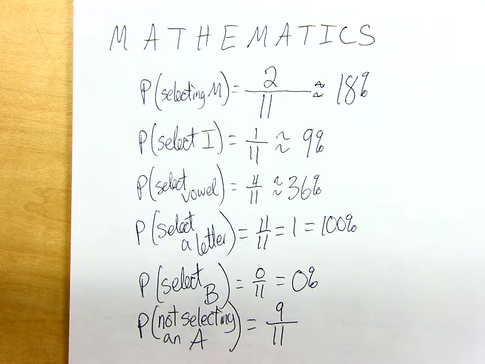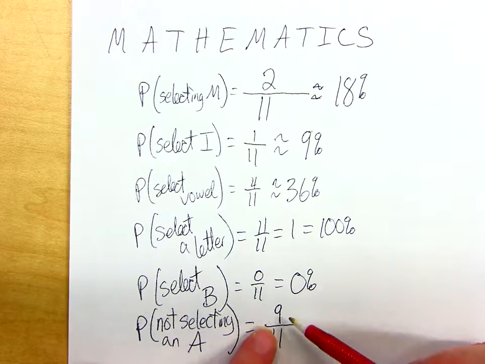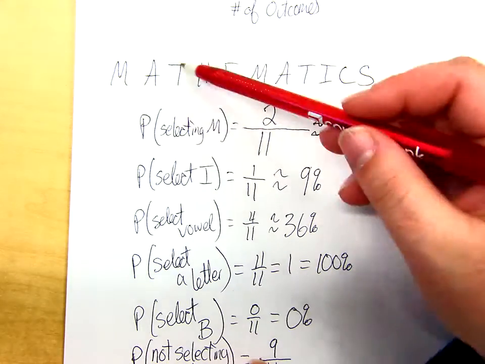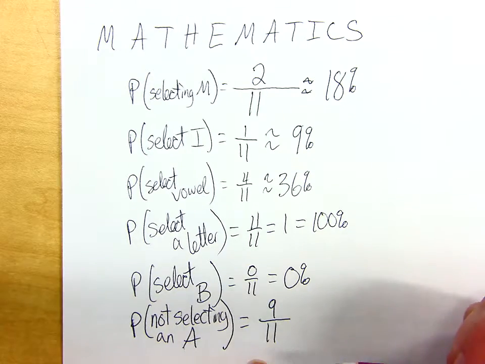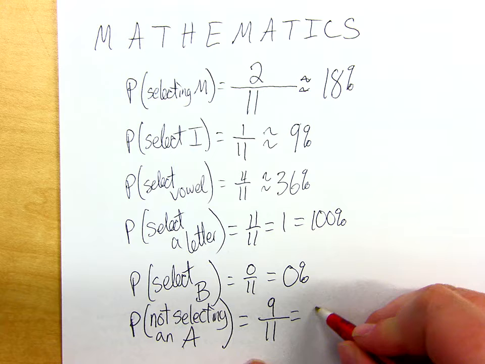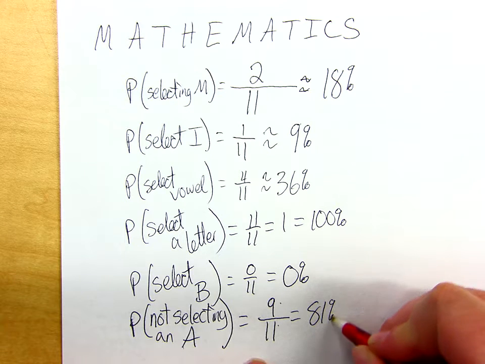So let's say we're playing a game and I'm going to win as long as I don't pick an A. That's all I have to do. Just don't pick an A. Well, there's 9 ways for me to not pick an A. I can pick everything else. Skip over the A's. There's still 11 total cards. So Ben's right. 9 over 11, that's going to be about 81%.